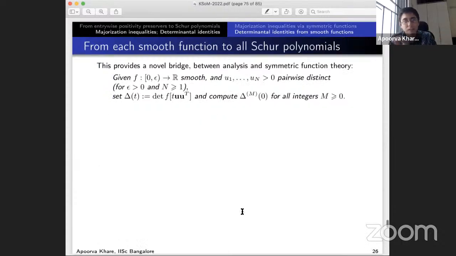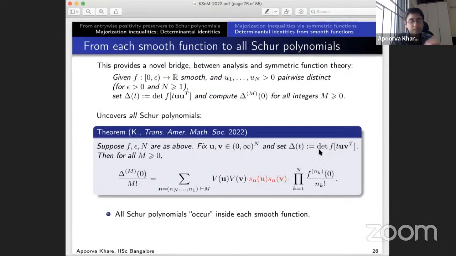And that's what helps us provide, so this provides a novel bridge between analysis of smooth functions and symmetric functions. Given a smooth function here, given pairwise distinct scalars, set Delta of t to be this thing and calculate all derivatives. One can do this; there's a closed-form expression. You don't need to have u times u transpose. You can have u times v transpose, and that doesn't matter.